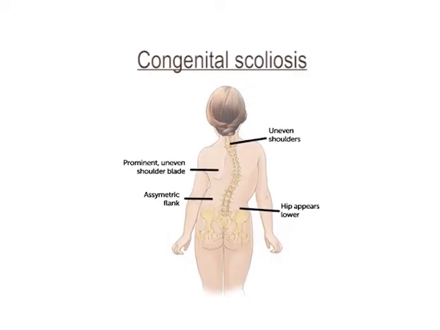It usually involves the thoracolumbar spine with the convexity of the principal curve to the right. Then congenital scoliosis, in about 10% of the cases, is of this type. It is caused due to underlying congenital vertebral abnormalities.